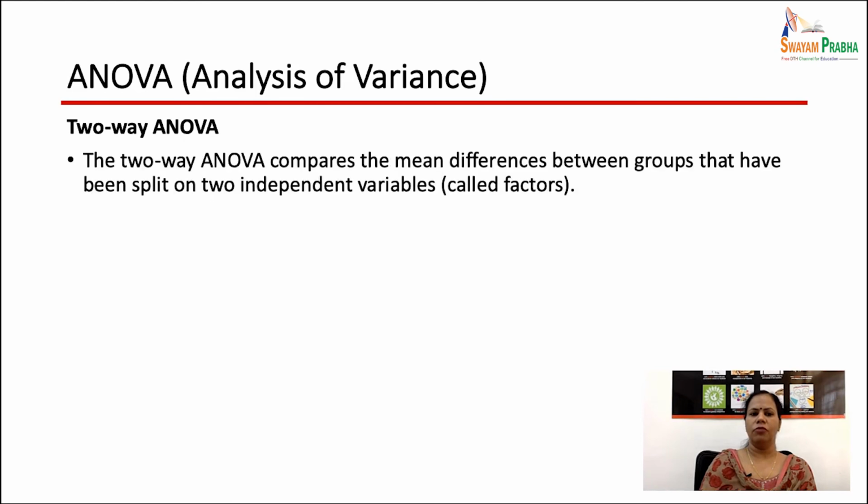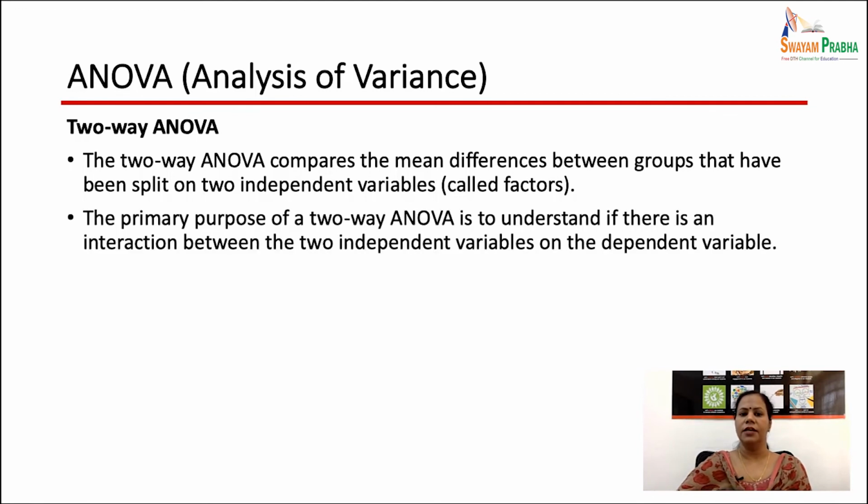Now what is a two-way ANOVA? Two-way ANOVA compares the mean difference between groups that have been split on 2 independent variables. So for example, we have 2 factors, and based upon those 2 factors we want to find out the difference in the means. And the primary purpose of the two-way ANOVA is to understand if there is an interaction between the 2 independent variables on the dependent variable. For example, we try to find out whether, based upon gender or educational qualification, the means are differing or not. In that case we go for two-way ANOVA.